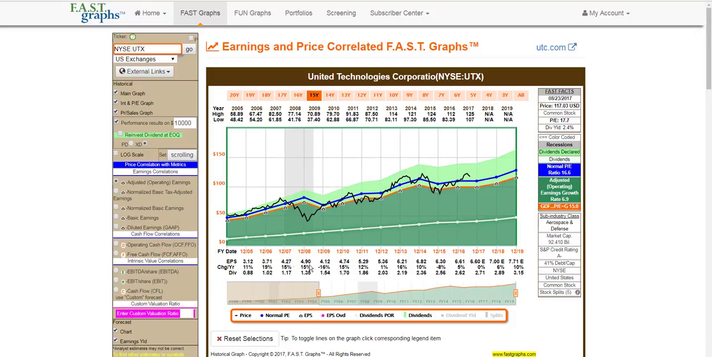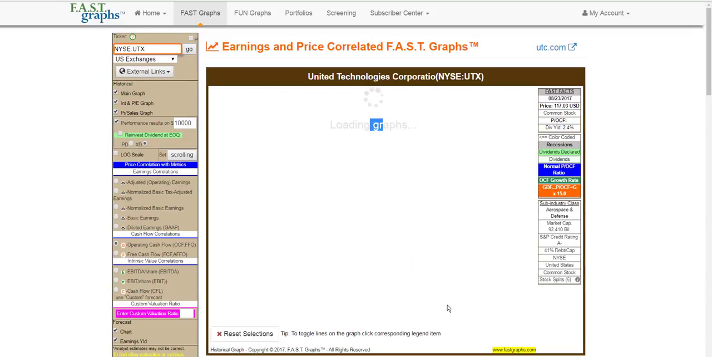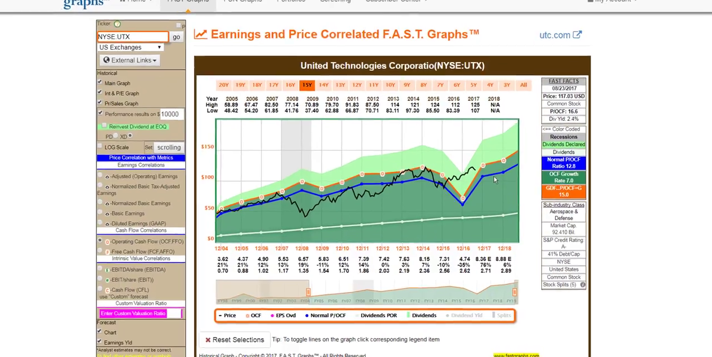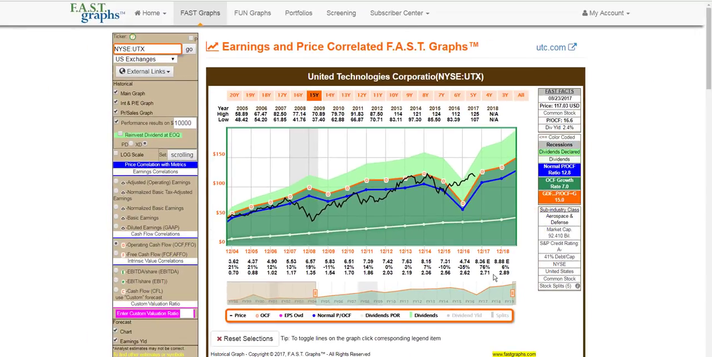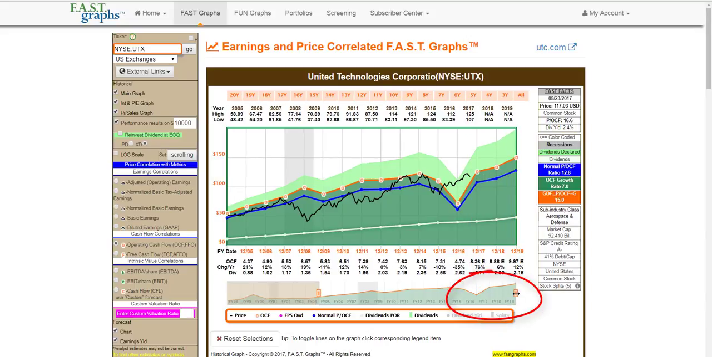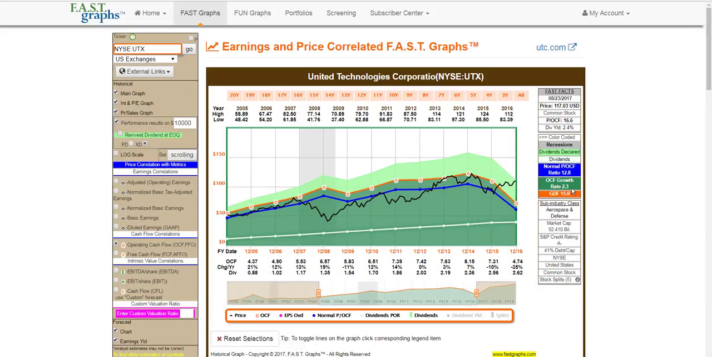Additionally, on most metrics, the historical Fast Graphs provides a specific estimate for the company's current fiscal year and the next fiscal year or two, depending on the company. Estimates are connoted by a capital E after the earnings, or in this case, operating cash flow number. It's important to note that the historical growth rate calculation in the Fast Facts includes the estimate data. However, if you scroll the estimate data out of the graph, then Fast Graphs will give you actual historical growth rates. In this case, it's the operating cash flow of United Technologies.